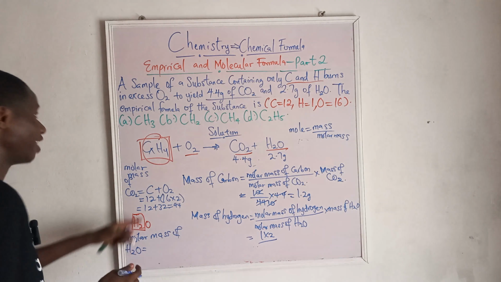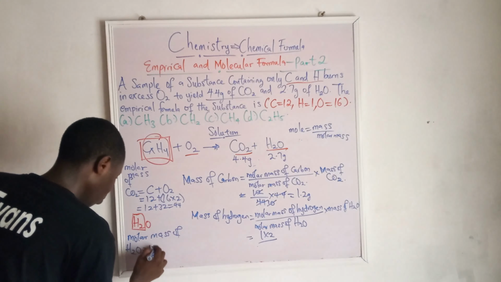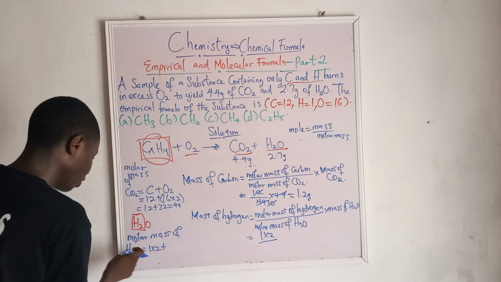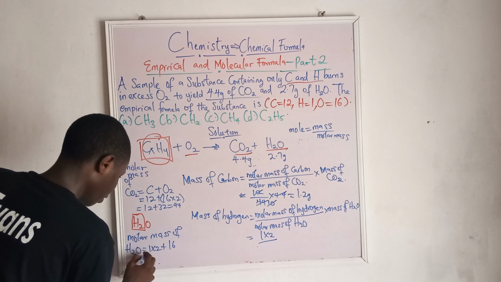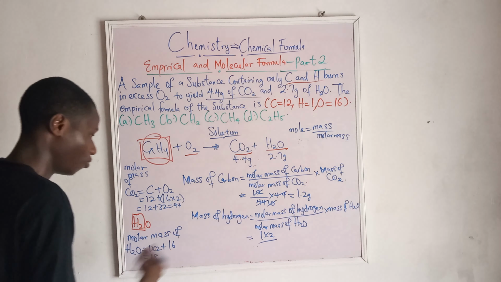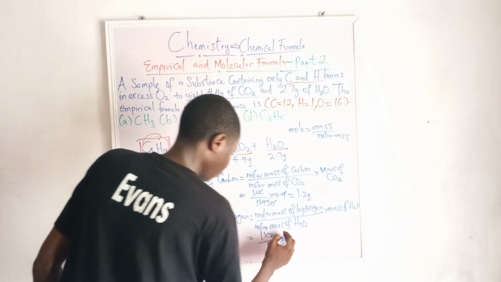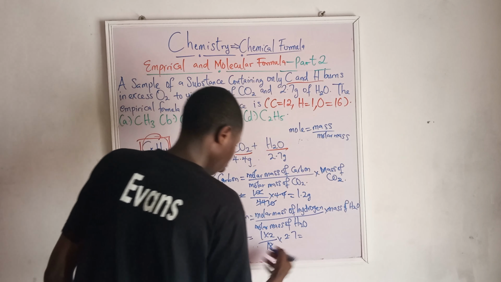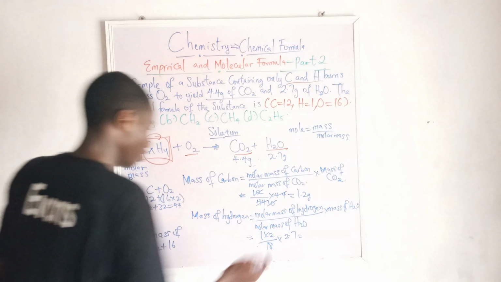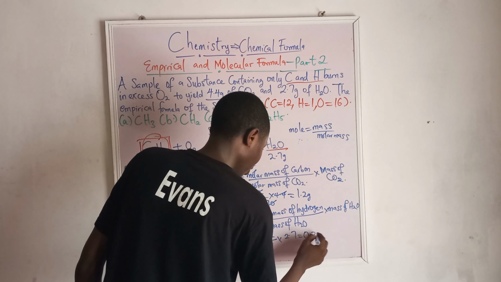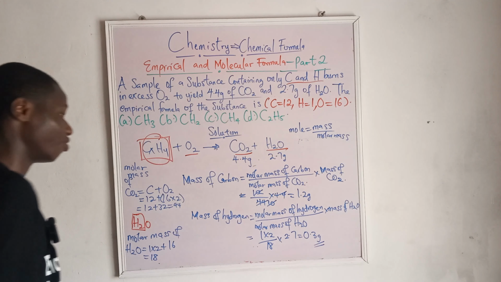So what is that? Hydrogen is what? 1 times 2, plus oxygen is what? 16. So what do we have? 18. So the molar mass of water is 18. Now what's the mass of water? 2.3. So if you use your calculator, what are you going to get? You're going to get around 0.3 grams. So that's your mass of hydrogen.